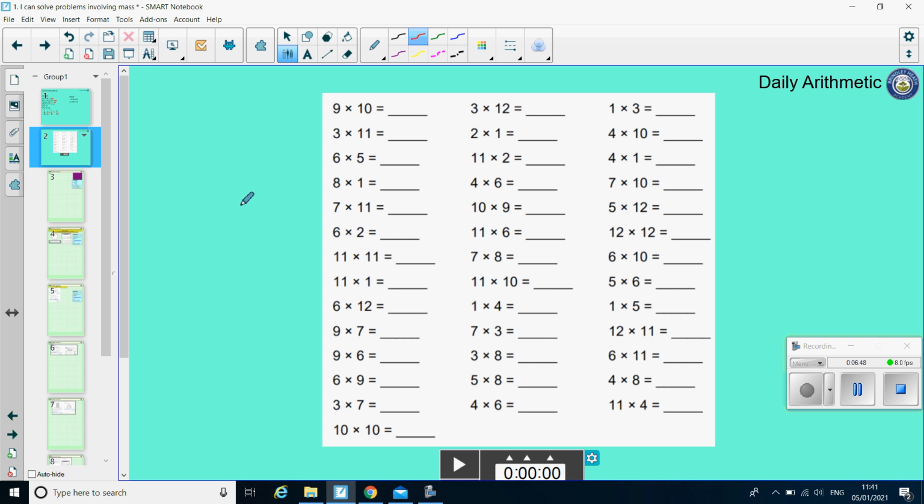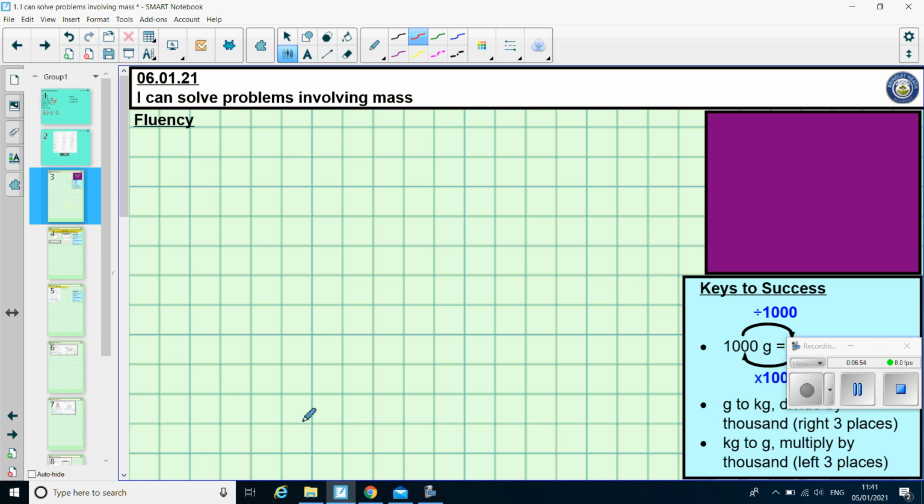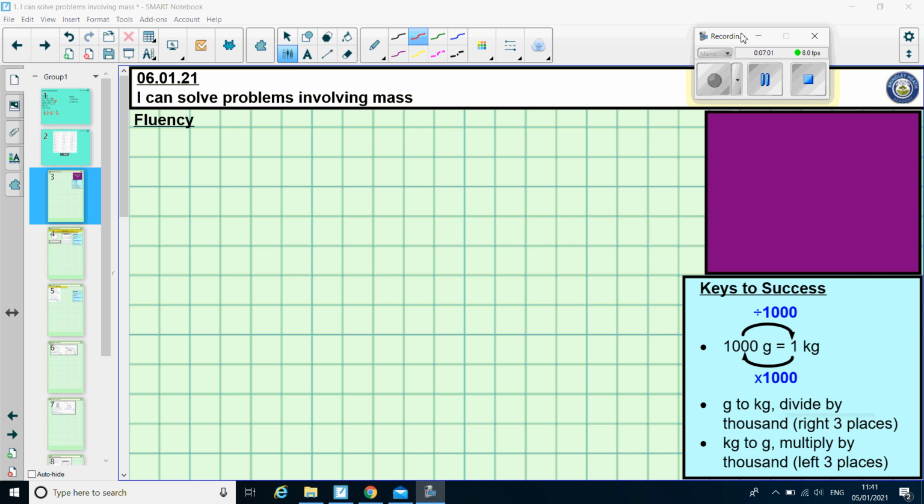Okay, hopefully you've had a go at your times tables then, Year 6. We're going to move into the main part of our lesson. So as I mentioned at the beginning of the video, our lesson today is going to be on solving problems involving mass. Now, mass means essentially weight. So we're talking about grams and kilograms today.